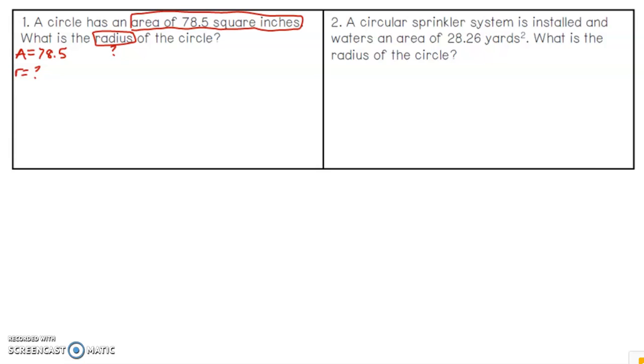So we have to figure it out. Okay, so this time my formula is going to look a little bit different. I'm going to still have area equals pi r squared. I always write that to train my brain what the pieces are that I need.